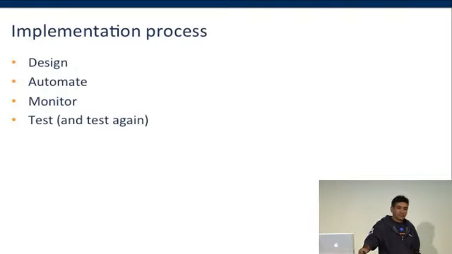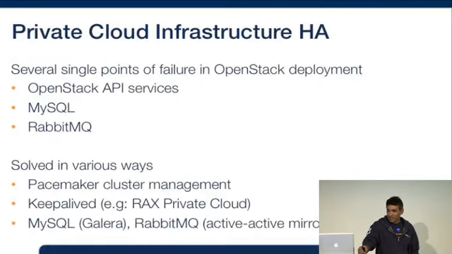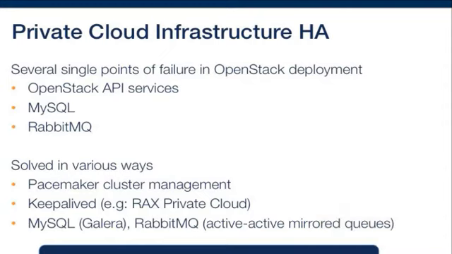So the implementation process, typically I would just put this as 4 high-level bullet points. Design, automate, monitor, and test, right? When you design a private cloud, you have to, of course, keep the application in mind. You have to worry about what the application is going to do with the cloud and design it accordingly. The application may have certain requirements. We believe that the application should take care of its own HA using tools like RightScale, but at the same time, there is another school of thought that says, why can't my cloud be HA, right? Why can't it be available on its own?